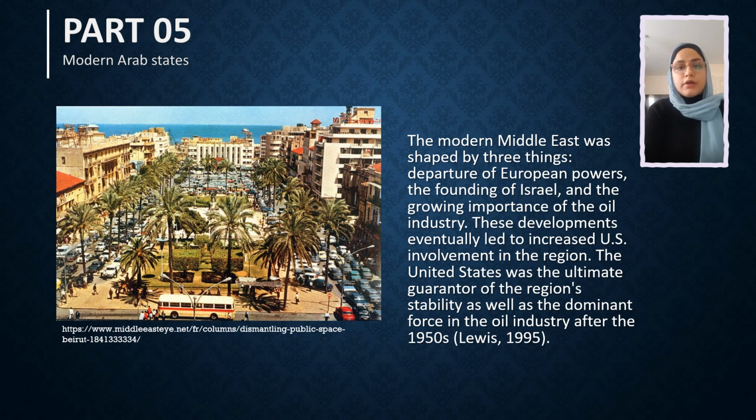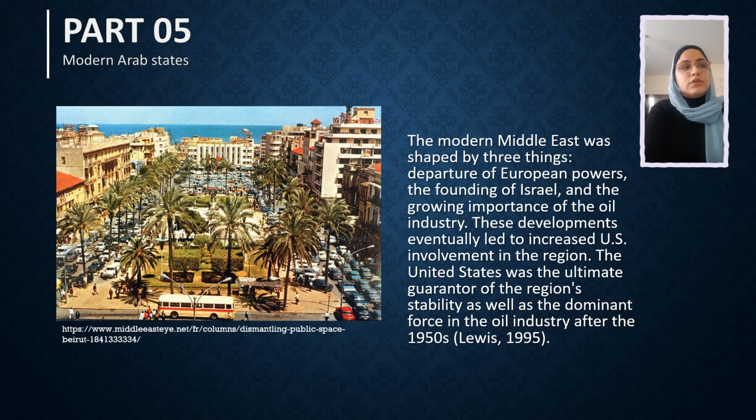Part 5, modern Arab states. So we know that the states were more or less carved up by British and French and European rulers, and the modern Middle East was actually shaped by 3 factors. So the entrance of European powers, of course, firstly and foremostly, and then eventually their departure, the founding of Israel, and the growing importance of the oil industry. So these developments eventually led to US involvement in the region.